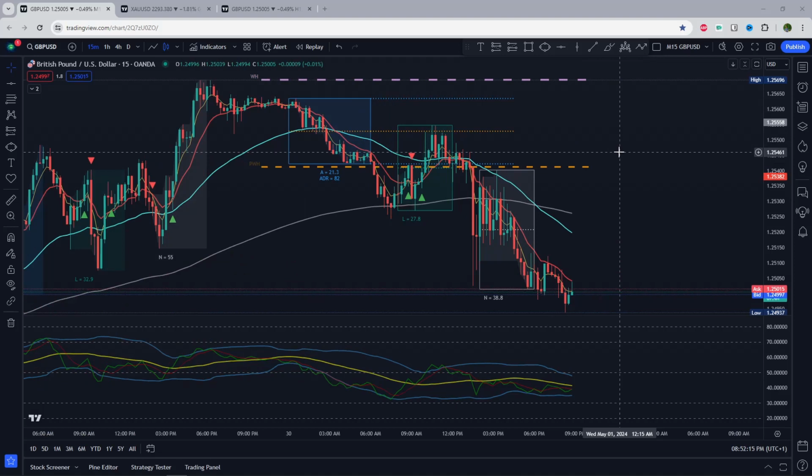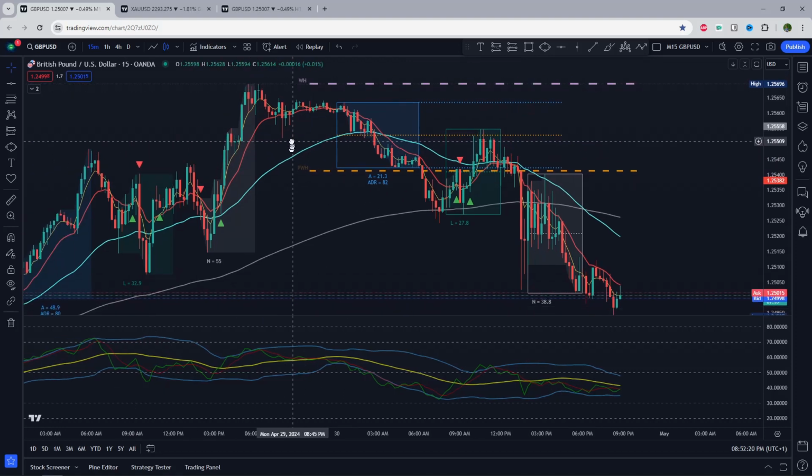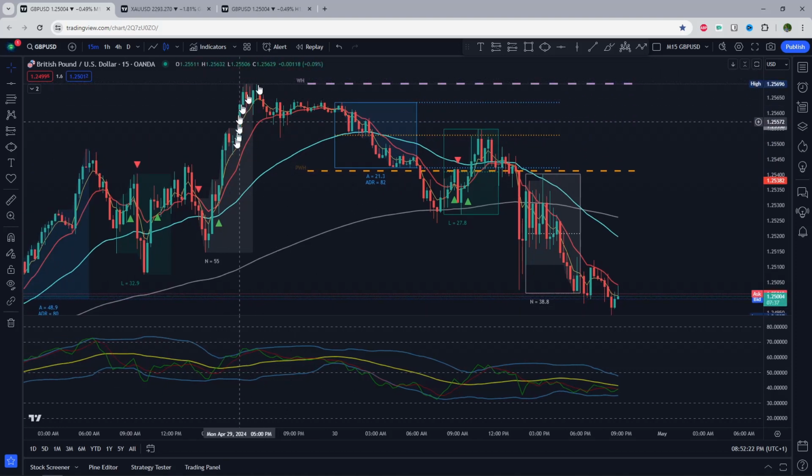I'm about to show you how to make some money. So this is pound dollar over here. What we can see is that we have this M formation towards the high of the day, comes down.